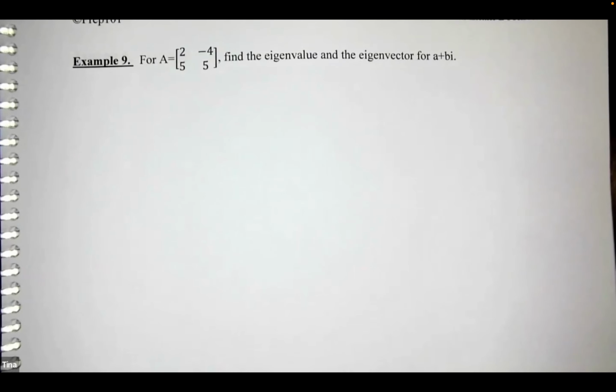Find the eigenvalue and the eigenvector for A plus BI. So we kind of know at this point, if they're saying I, that it's going to be, unfortunately, complex, right? And we want the positive one. Okay, so first of all, well, if they say A plus BI, we don't know what the eigenvalues are.